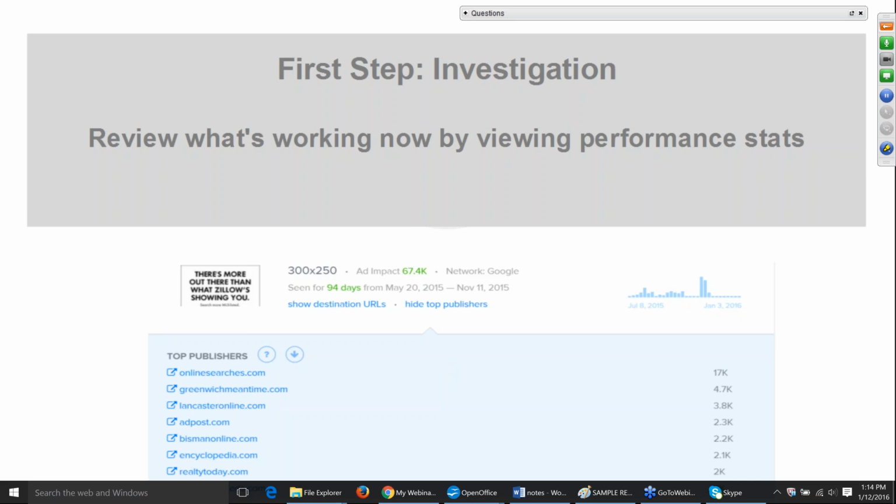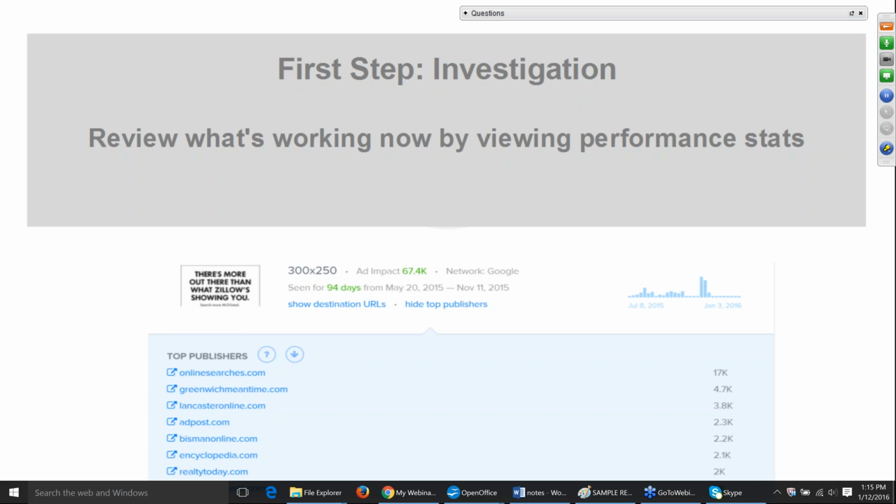First off, you see just a little thumbnail on the left-hand side of one of their ads. Now, I love this ad, guys. It says there's more out there than what Zillow's showing you. What I love about this is they have Zillow right in their sights. They're trying to plant that seed of doubt: maybe I shouldn't be using Zillow because I could be missing out, I should be using Realtor.com. So it's a 300 by 250 pixel ad.